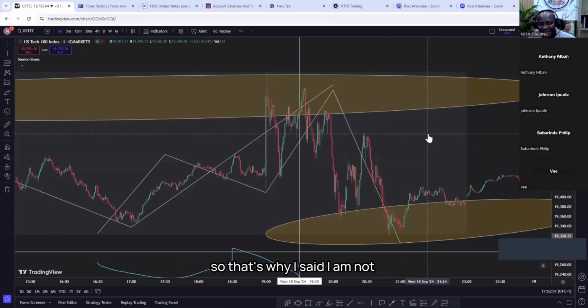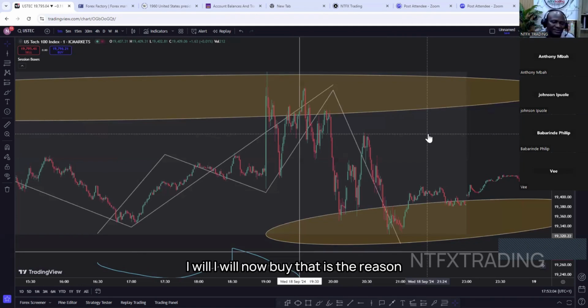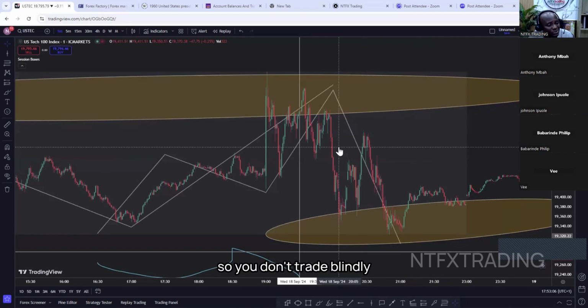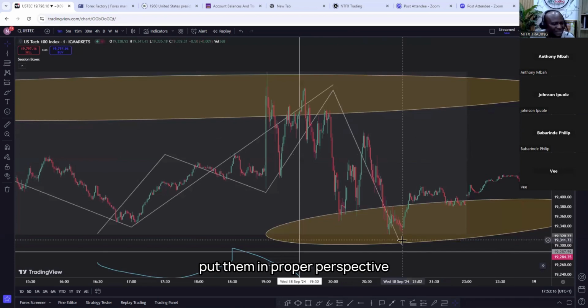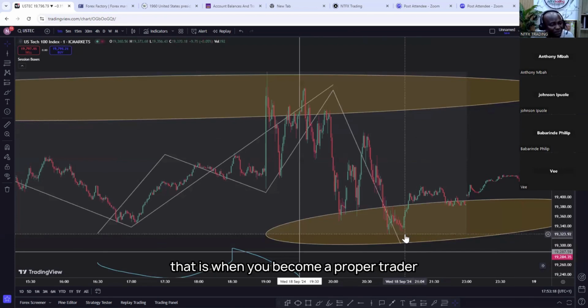So that's why I was not expecting myself to sell this one. Let it sell down, I will now buy. That is the reason. So you don't trade blindly. You need to understand the fundamentals that drive the market and put them in proper perspective. That is when you become a proper trader.